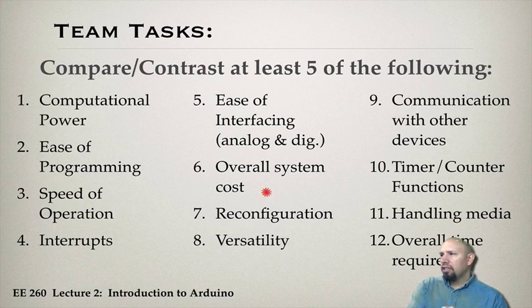The overall system cost. Which one is more expensive, the microcontroller or the PLC or the microprocessor, like a computer? Let's say you have the same task and both devices can do it. Which one is going to cost less to implement altogether? If you have a microcontroller, you may not need a monitor with it, so you wouldn't have the cost of a monitor, for example, and so forth. So this is just something to look at.